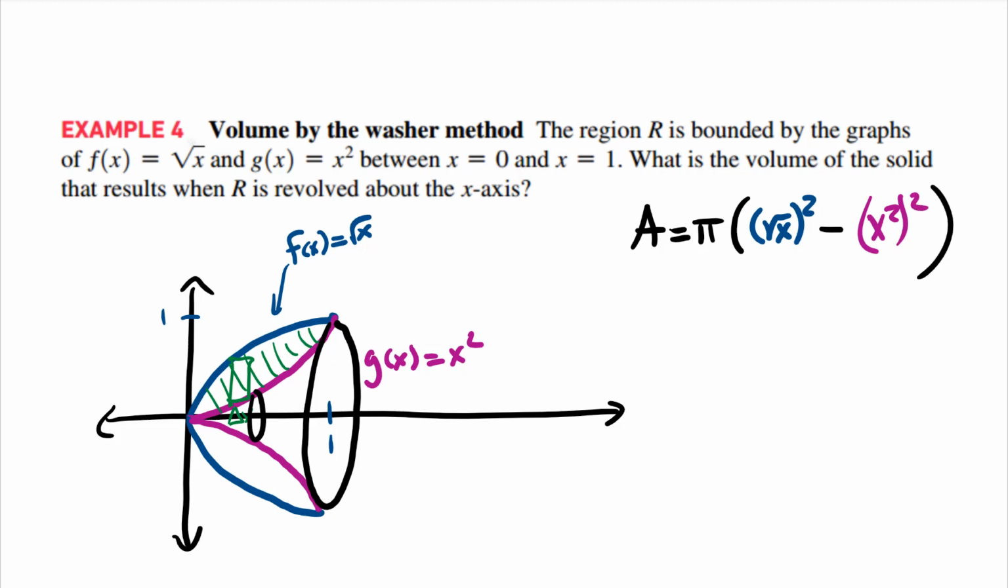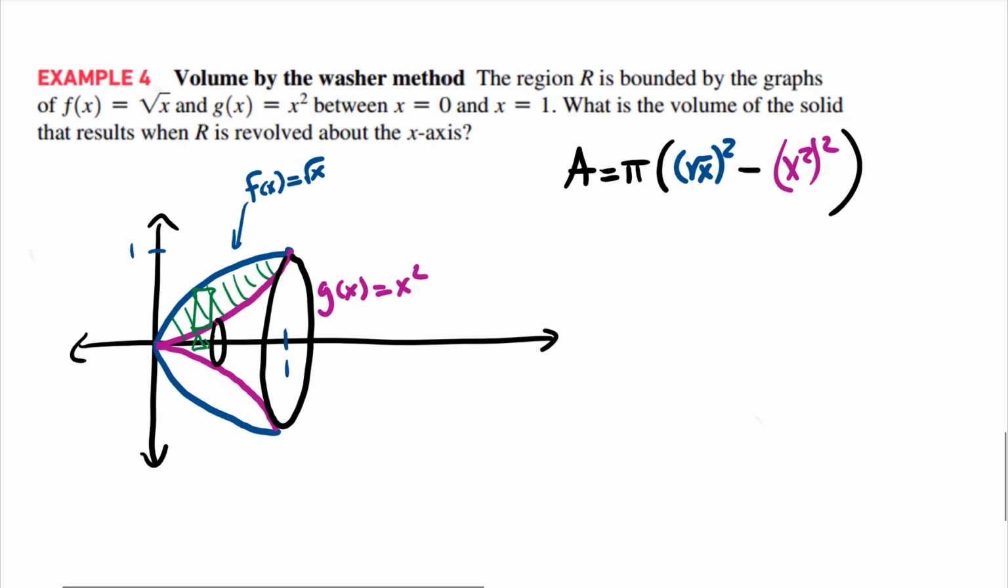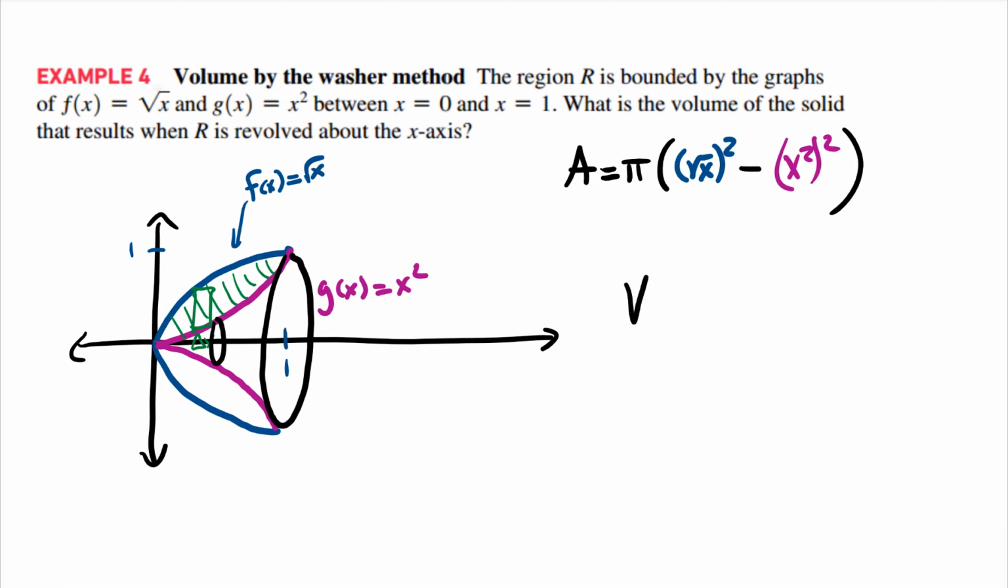And I know I keep not going to your formula. I just keep thinking area. Just find the area, and that's the region in green. So then we can say that our volume is going to be the integral from 0 to 1 of pi times the square root of x squared, that's just x, minus x squared squared, that's x to the 4th, dx.